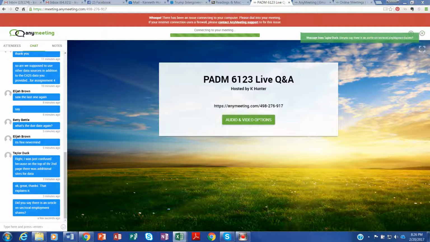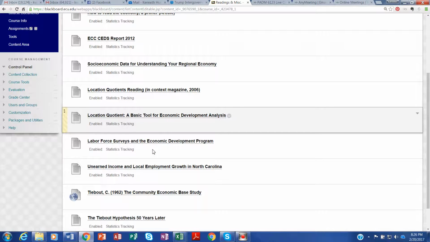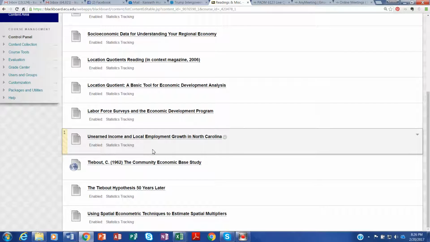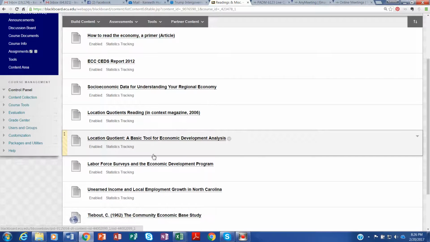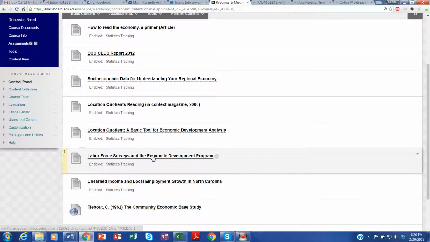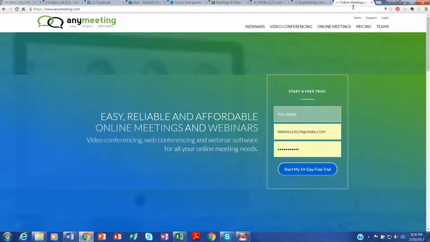Did you say there's an article on sectoral employment shares? There is one, let me check. I'm going to check my readings. There are articles about location quotients. Sectoral employment shares is a pretty simple division, looking at the sector as a share of the total economy. I believe sectoral employment shares is pretty straightforward.